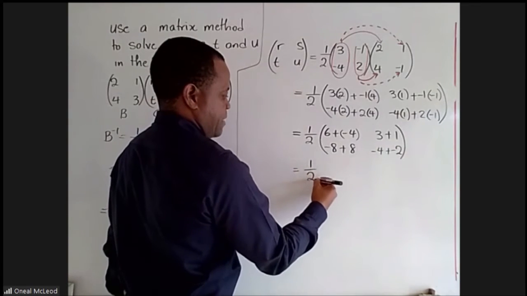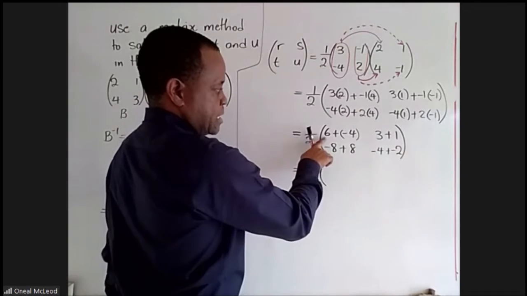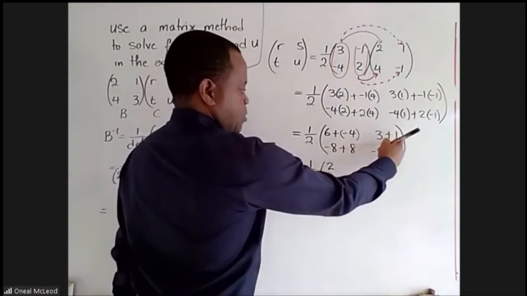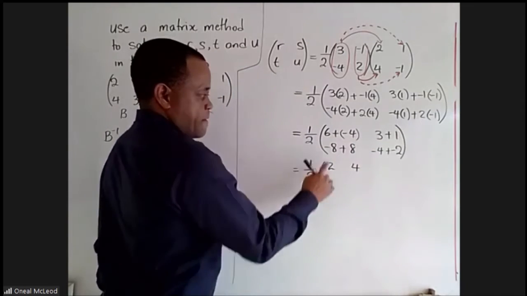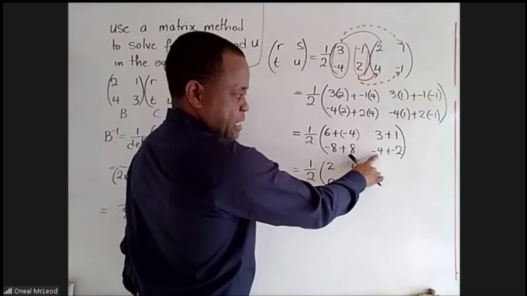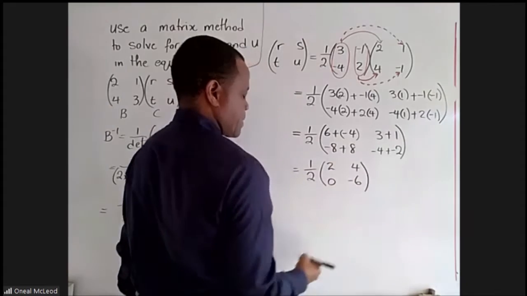Here we have it, 1/2. Now 6 plus negative 4 will give us 2. 3 plus 1 will give us 4. Negative 8 plus 8 will give us 0. Negative 4 plus negative 2 will give us negative 6.